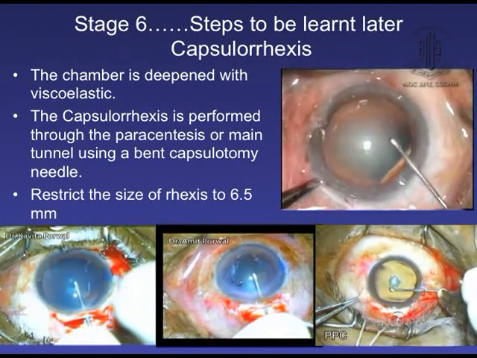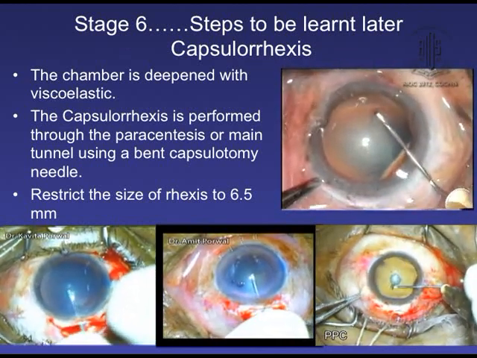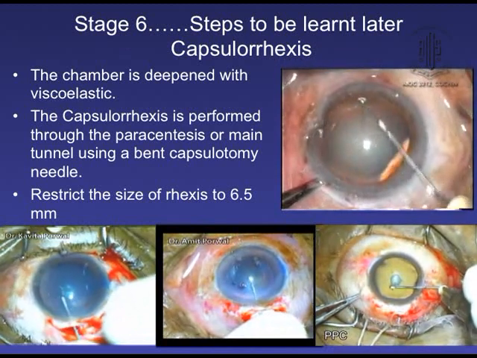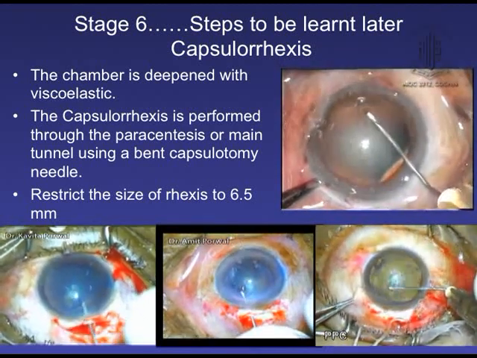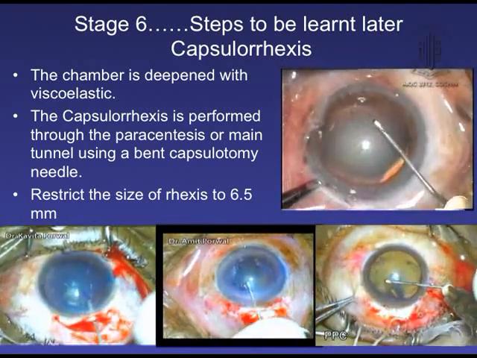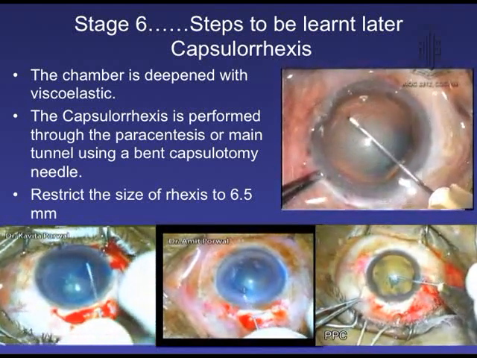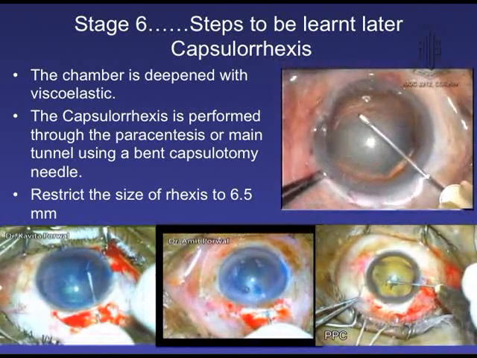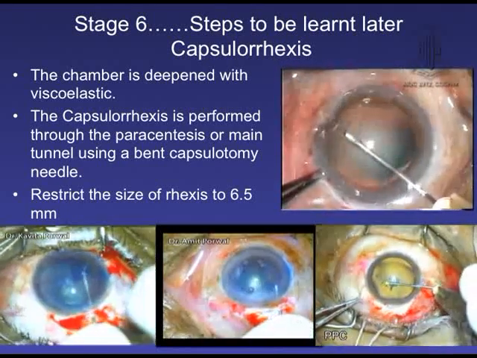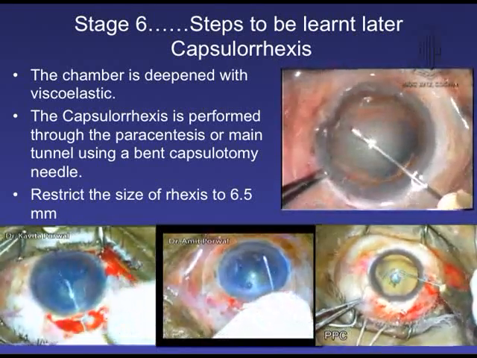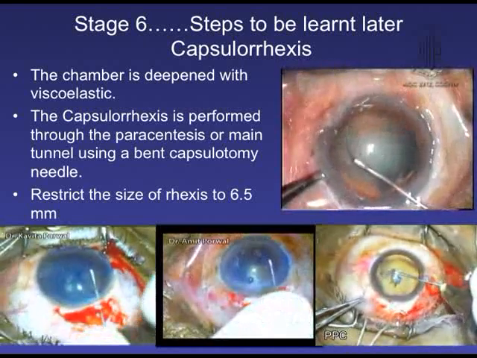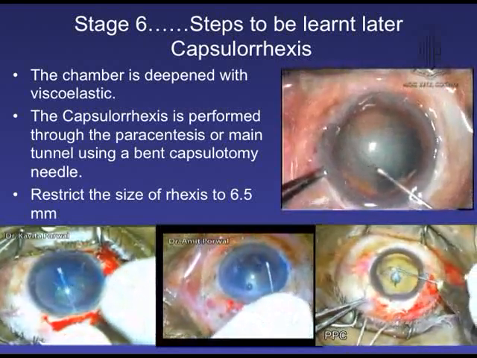Now steps to be learned later. First, after mastering all these techniques learned using a can opener capsulotomy, once you have mastered all these steps, then proceed to learn a rhexis. While doing a rhexis, the chamber is deepened with the viscoelastics. The capsulorrhexis is performed through the side port or a main tunnel using a capsulotomy needle or a forceps. Restrict the size of the rhexis to 6.5 millimeters.